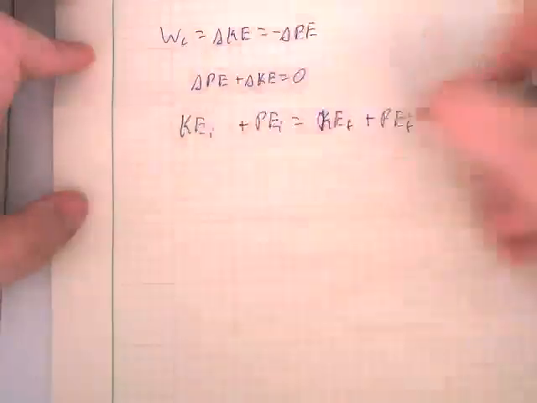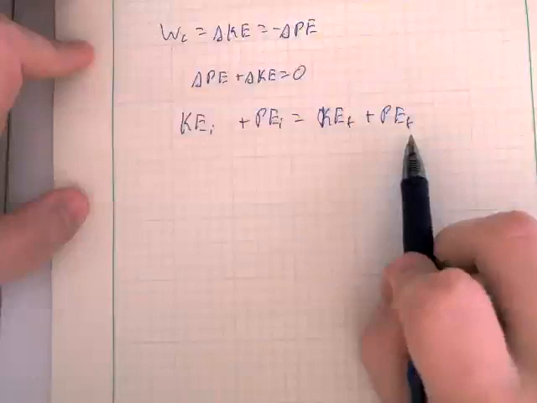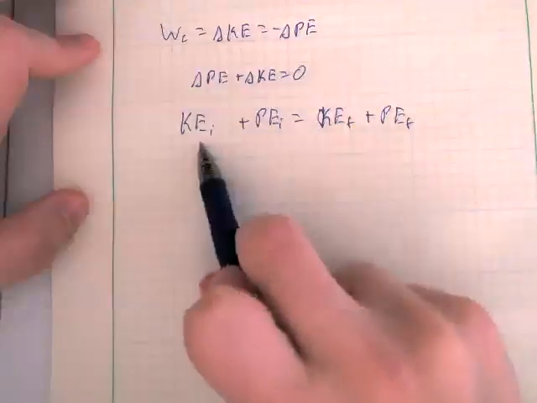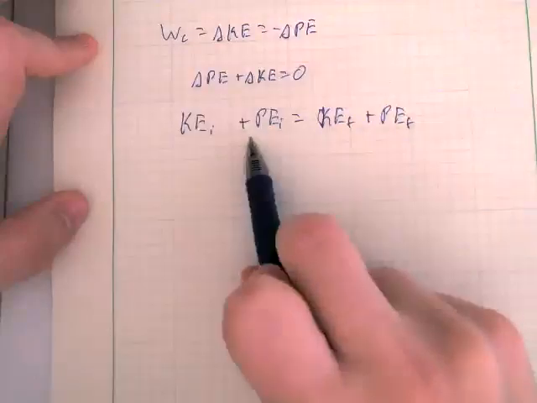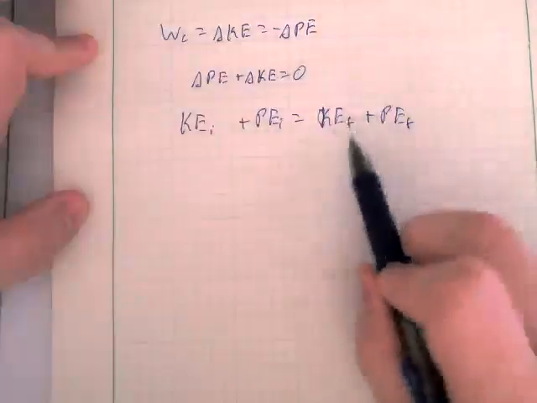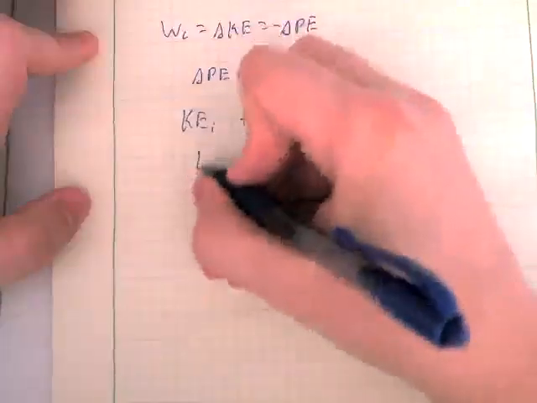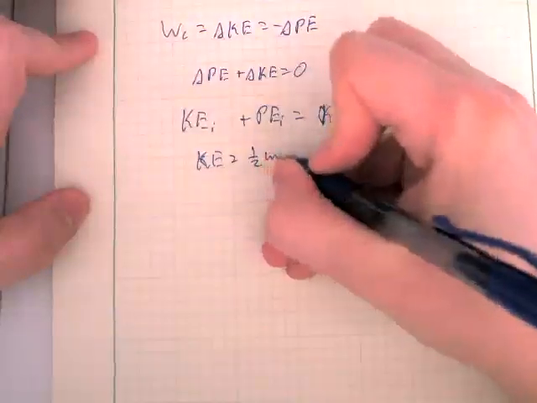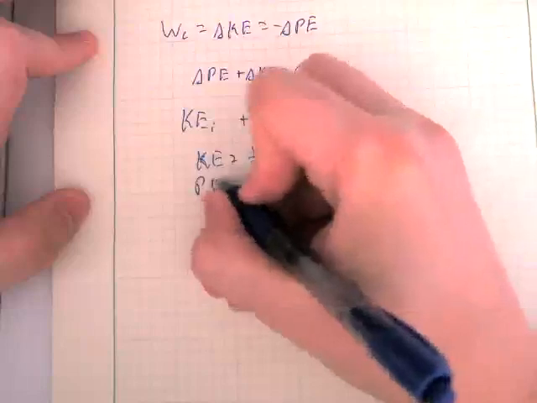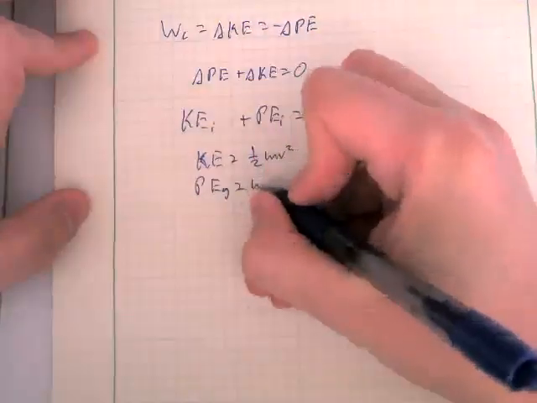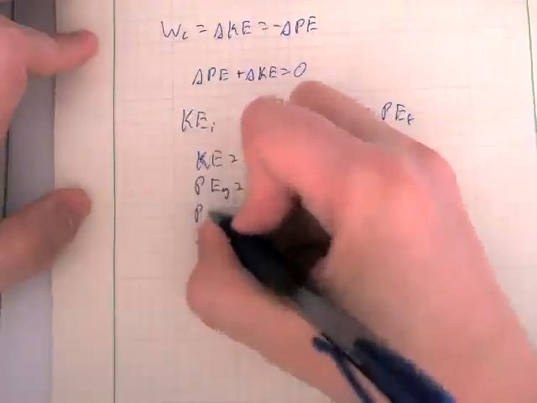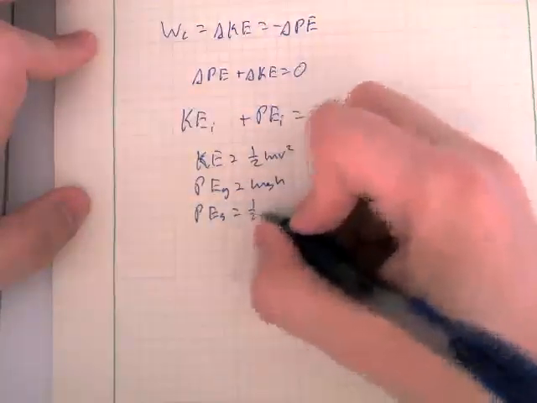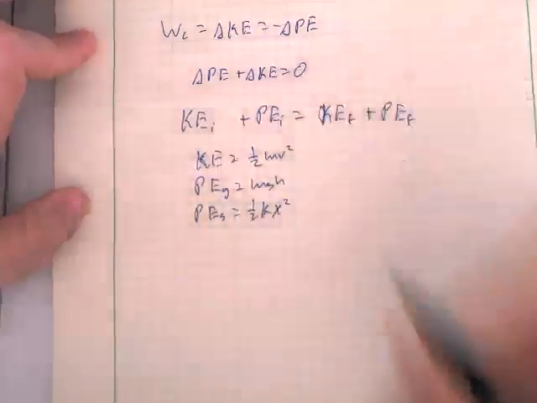So again, to summarize, this is our formula that we can use if we have only conservative forces acting, right? Figure out what your kinetic energy is at the beginning, figure out what potential energy is at the beginning, and set it equal to your kinetic plus potential at the end. So we know our kinetic energy is equal to 1/2 mv squared, and we have the potential energy due to gravity, which is mgh, and we also have the potential energy due to the spring force, which we'll sometimes come across, which is 1/2 kx squared.